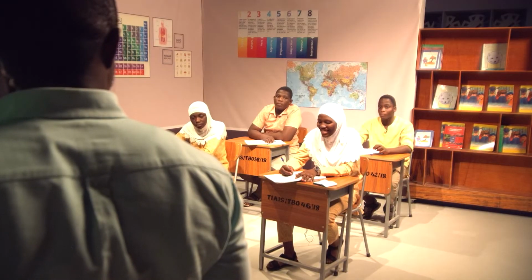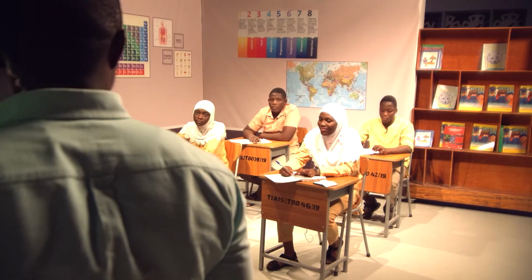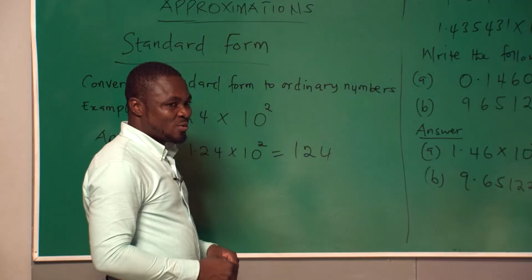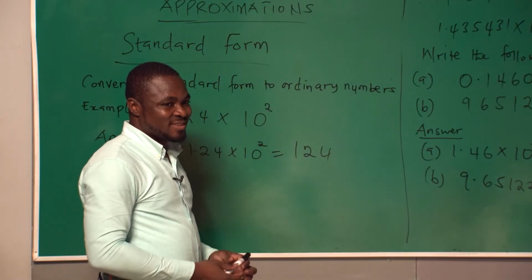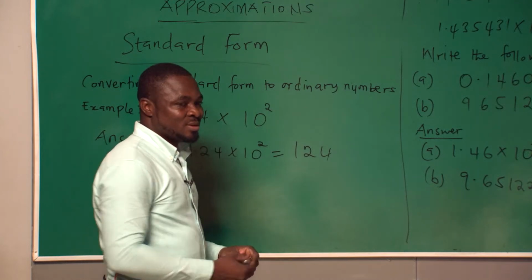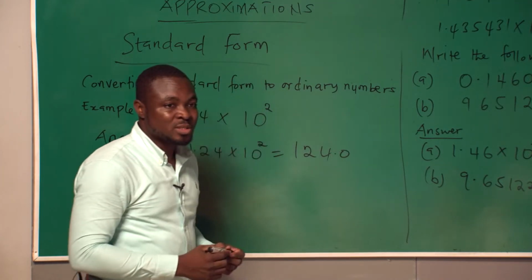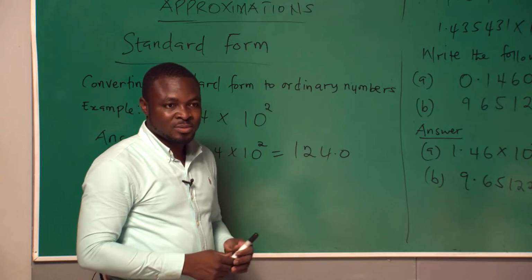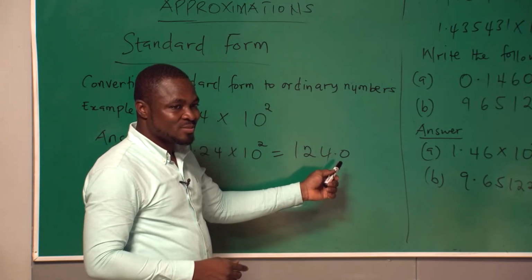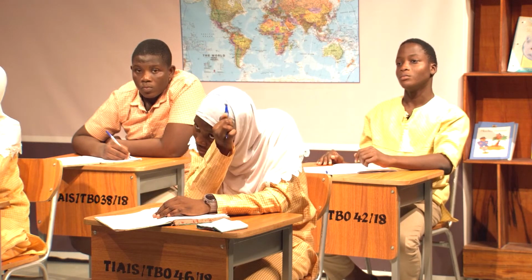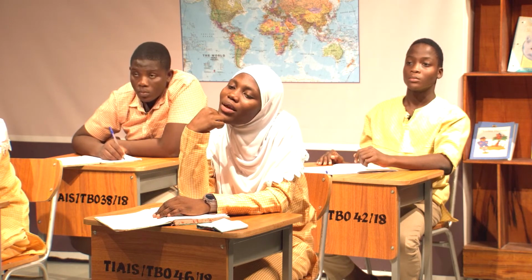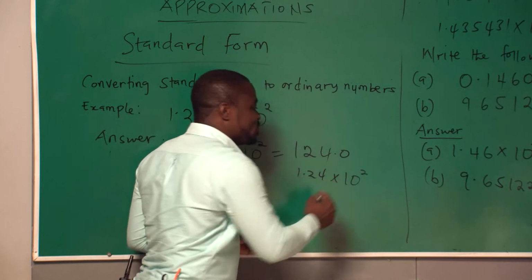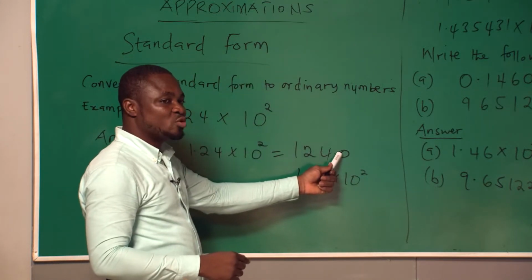Samira, are you okay? Okay, if you have 124 and you want to write it in standard form, let's start from here. This is the same as writing it 124.0. Write it in standard form. It will be 1.24 times 10 exponent 2, because you have moved the point to the left twice.